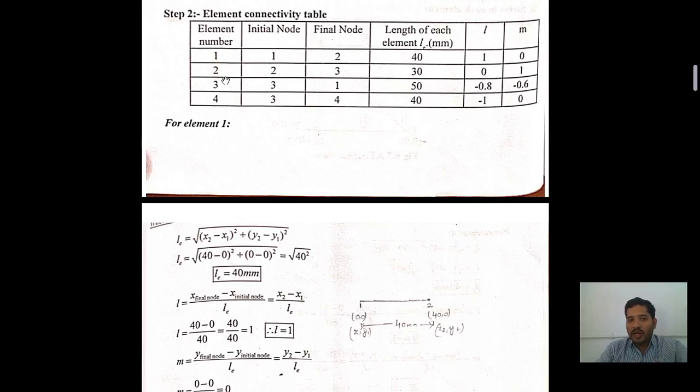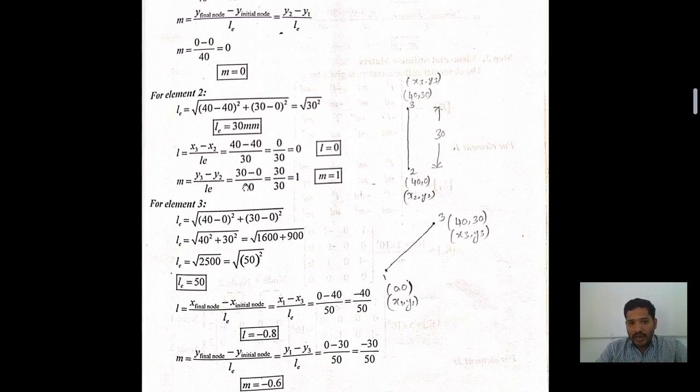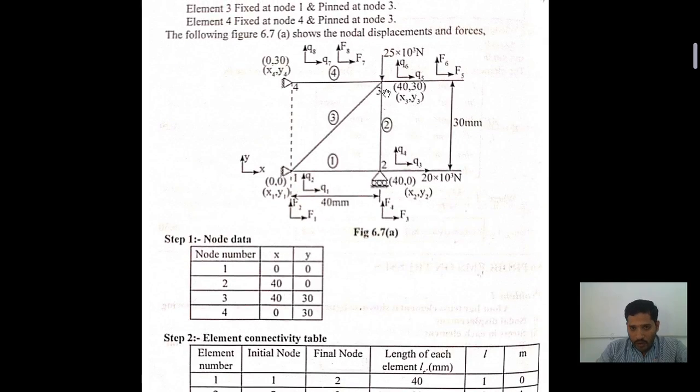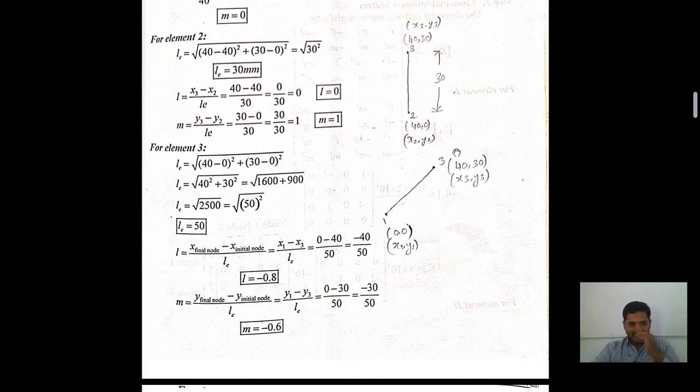Again the same thing we need to find out for element number 3. Let us see how element number 3 is forming. If you join the third node to the first node, we are forming the third element. For that reason I incline in this way. Clear? 3 and first. The first node is 0 comma 0, we can represent as x1 y1, and this 3 is 40 comma 30, so we can represent as x3 comma y3.